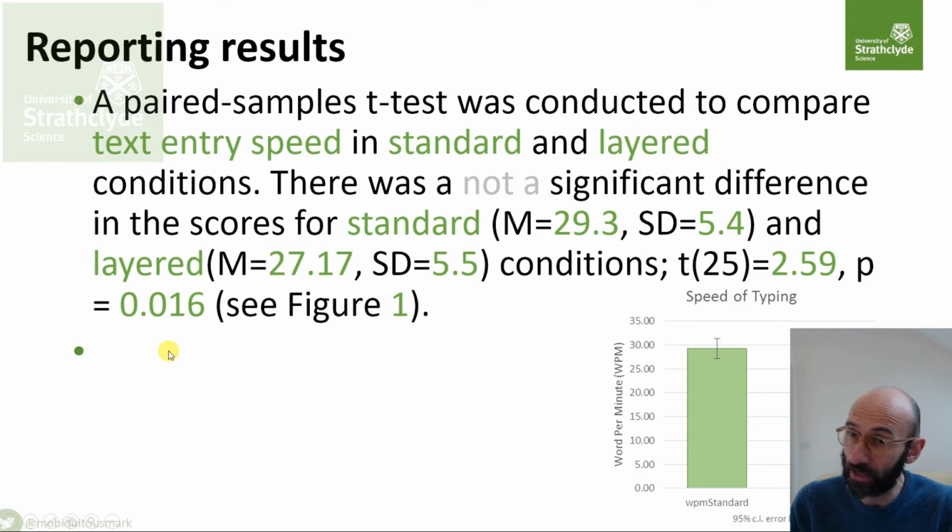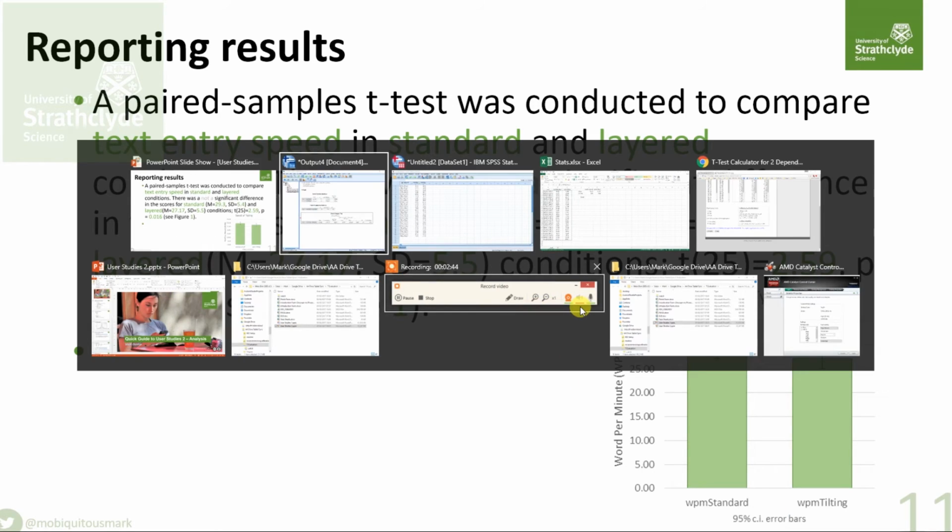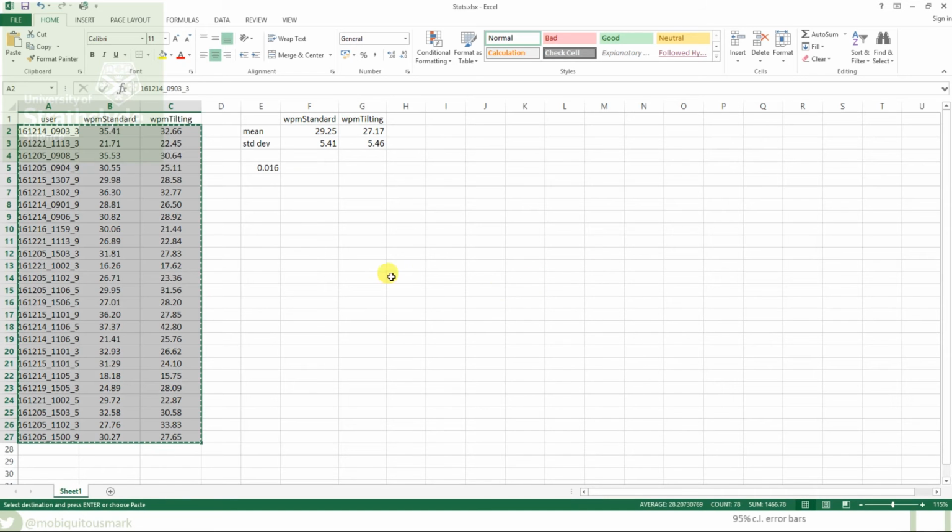Therefore, you would probably add a sentence like, therefore we can conclude that the standard keyboard is faster than the layered keyboard. Sad face. And you might want to include a graph. Graphs are quite easy to do in Excel.